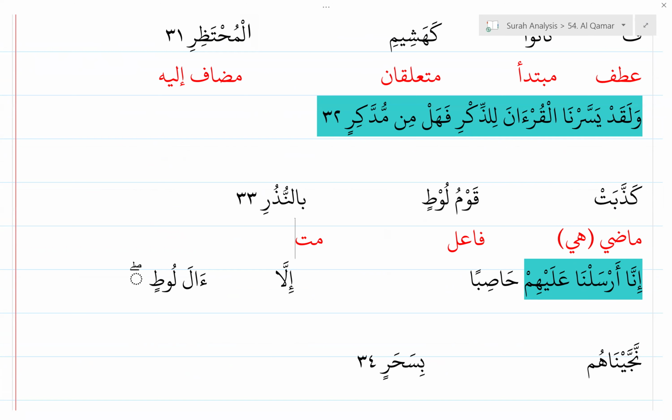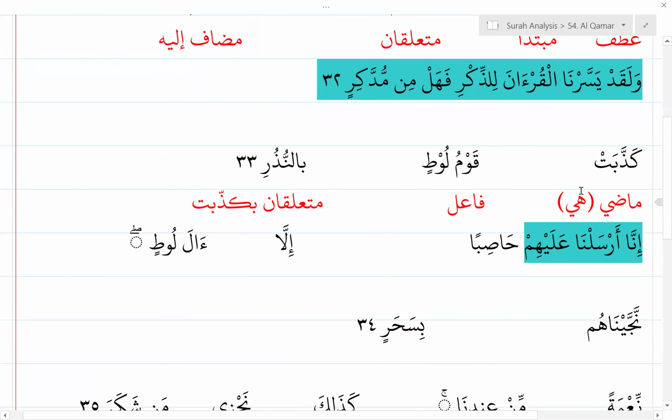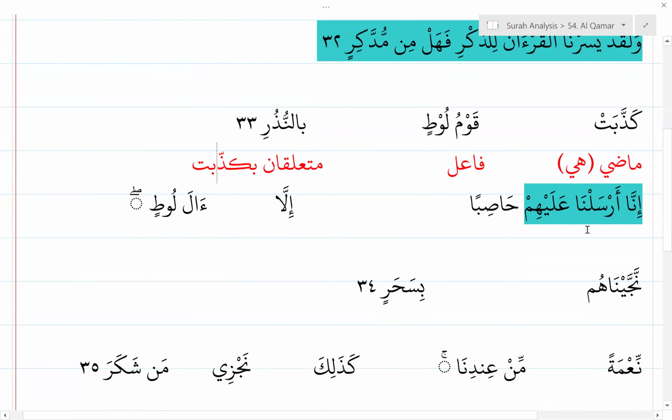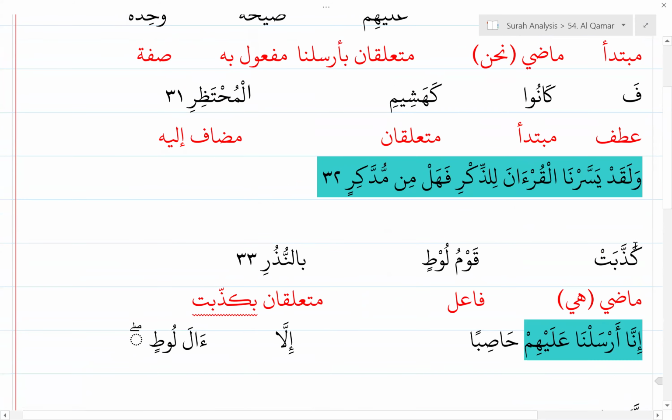And then you have بالنذر جار مجرور متعلق بالفعل كذبت. So again, you can see really straightforward structures. كذبت قوم لوط بالنذر. فعل فاعل متعلق. Straightforward.